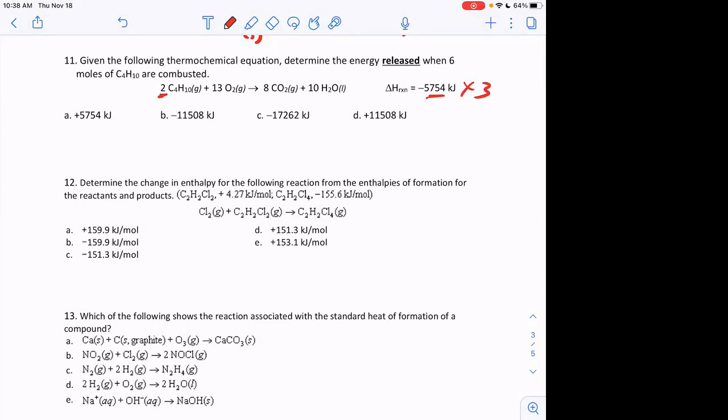Did you say C? As in cat? That's all, because that's a recipe. Once again, the recipe tells you 2 gives you this much energy. We want to know how much energy 6 gives us. Multiply by 3. Okay. Good.